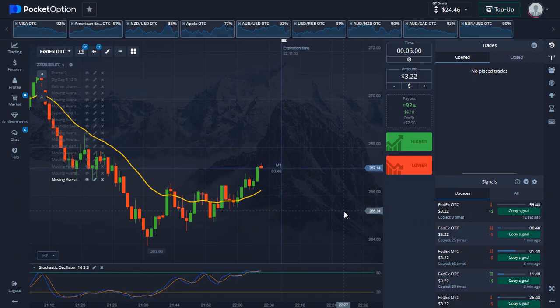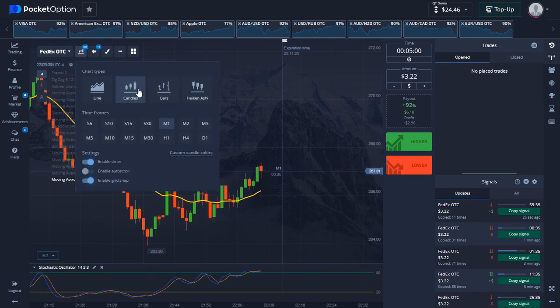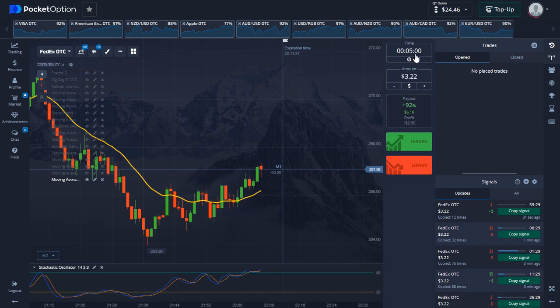This one's called the EMA over and under. All we need is two indicators for this. Starting off with just candle settings, normal candles, and we're doing the M1 time frame, or 1 minute time frame. Trade time is 5 minutes.